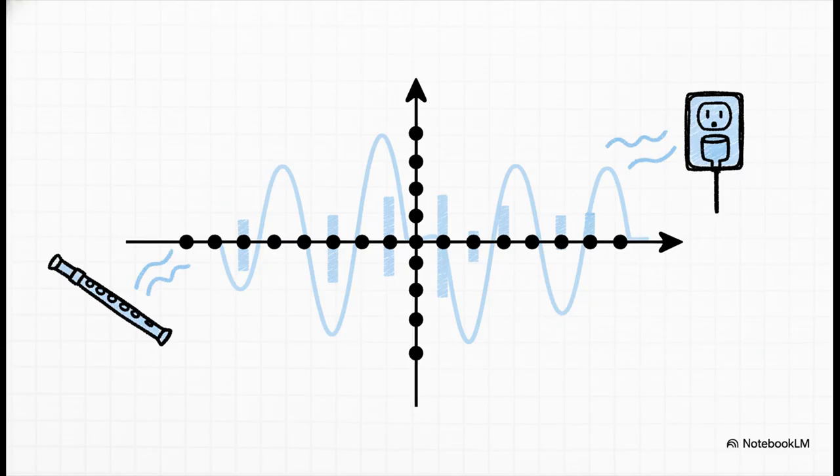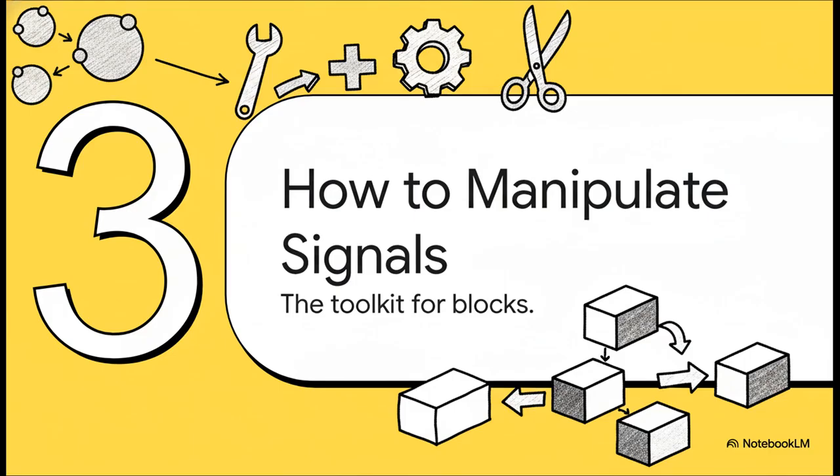Everything from the pure sound of a musical note to the AC power coming out of your wall sockets is built on this fundamental shape. Okay, so now we have our 4 atoms, our 4 basic signals. But that's only half the story. Now we need a toolkit to actually build things with them. These are the basic operations that let us modify our building blocks and combine them into something way more complex.